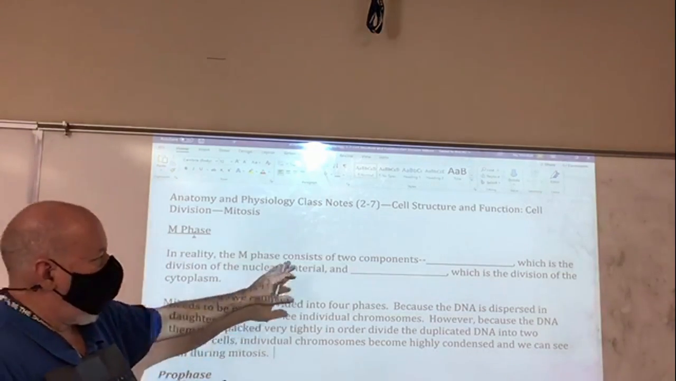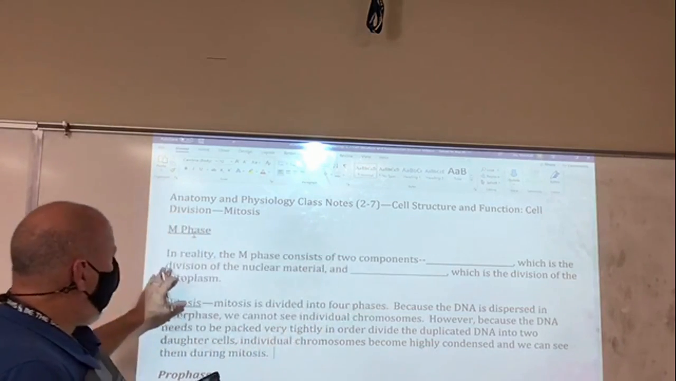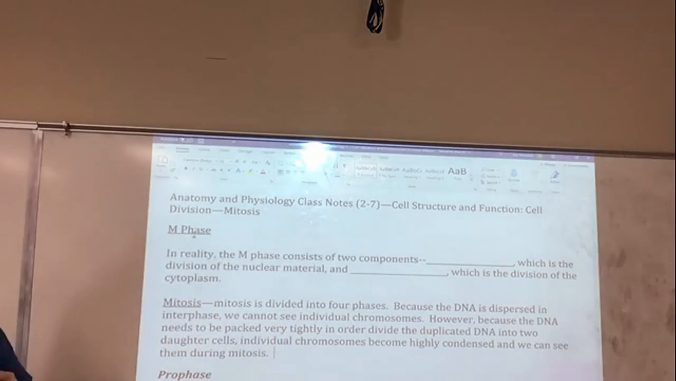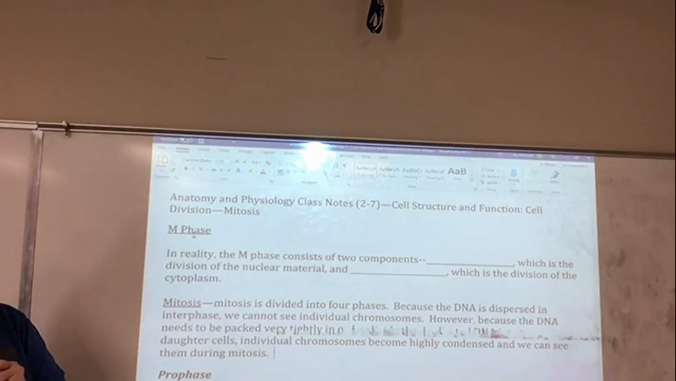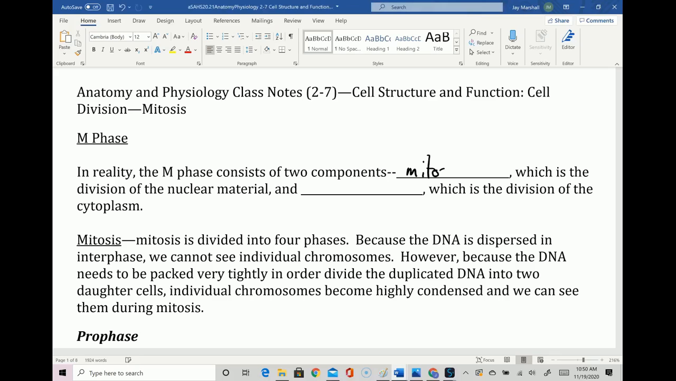It's got the division of the nuclear material, right? We've got the division of the nuclear material, and you know that we call that mitosis. And it's got the division of the cytoplasmic material. What do we call the division of the cytoplasmic material? Cytokinesis. Yeah, it's cytokinesis, isn't it?